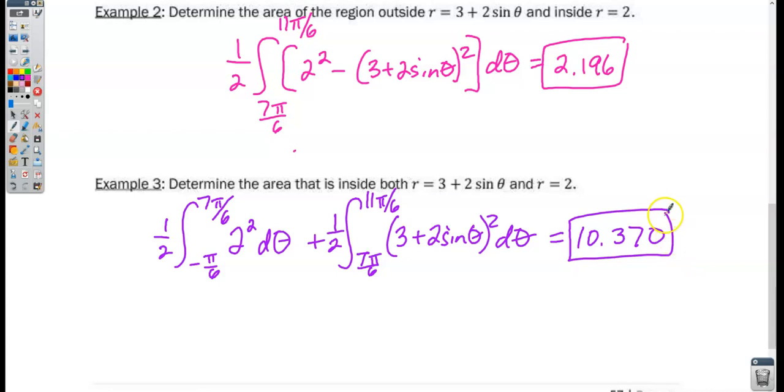So you saw a couple of different regions we could find the area of that were related to the same two curves, and the different kinds of thought processes that needed to go into all of those different regions. All right, we'll come back next time for the second and final video of this section, and then we will be done with Unit 9.